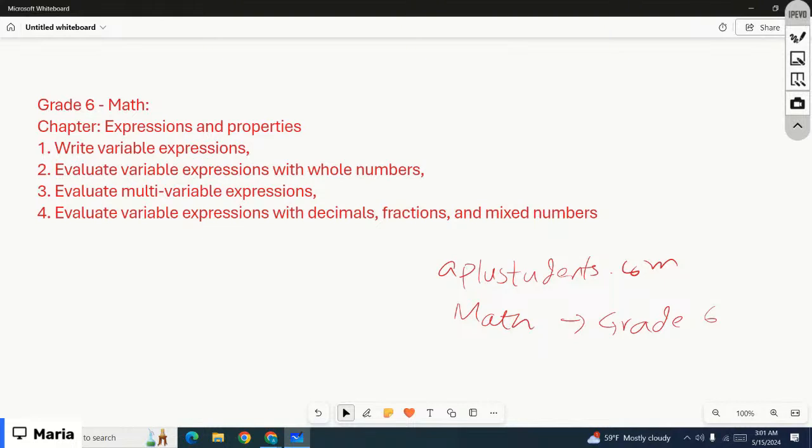We're going to start with the chapter expressions and properties. The lessons we're going to cover today are write variable expressions, evaluate variable expressions with whole numbers, evaluate multivariable expressions, evaluate variable expressions with decimals, fractions, and mixed numbers.